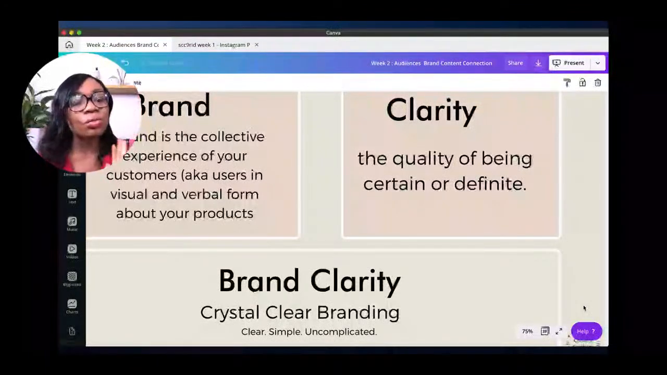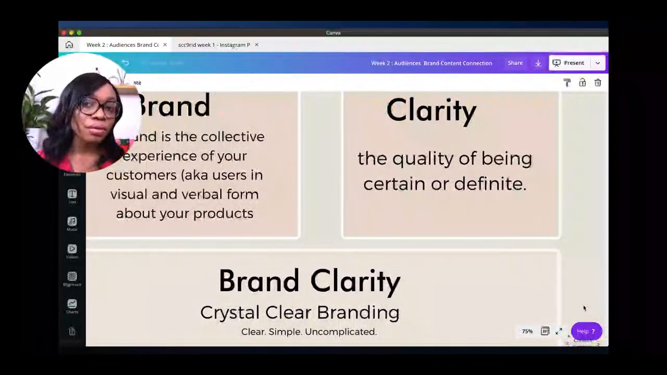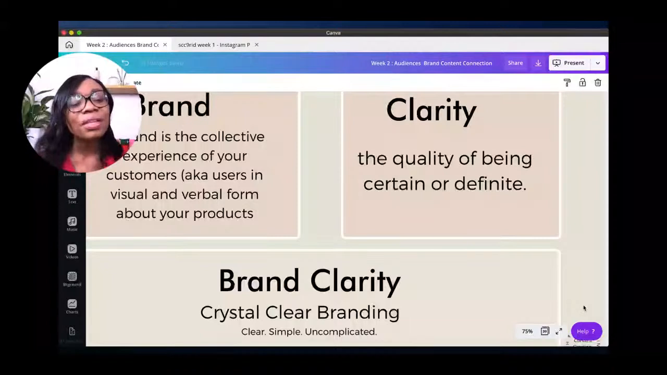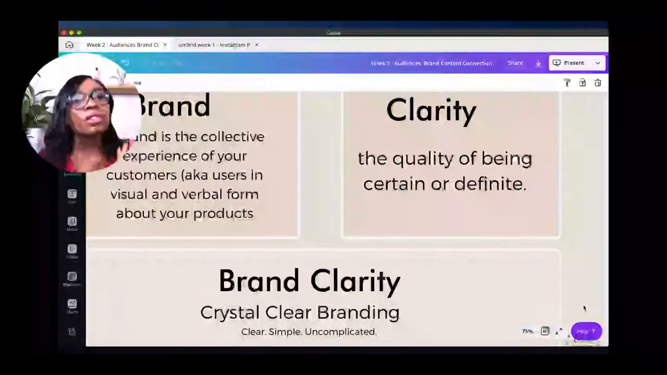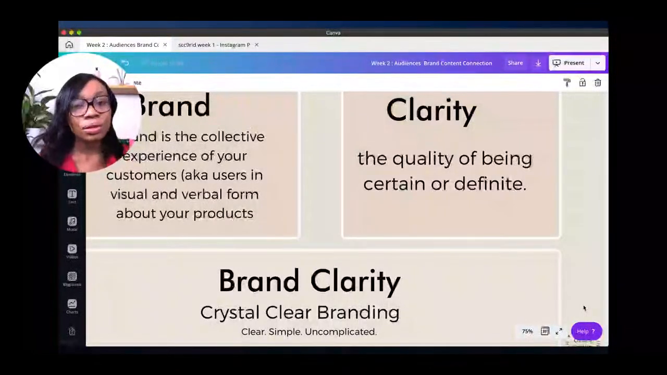We're not going to go into too much detail about this because this is a session on content creation, but it's important to understand your brand first before you start creating content. I simply define brand clarity as crystal clear branding that is clear, simple, and uncomplicated. So there are no blurred lines. If you think of Wendy's, you know Wendy's does chicken. If you think of Starbucks, you think about coffee. They have clearly defined what they do. You need to be crystal clear about what you do.